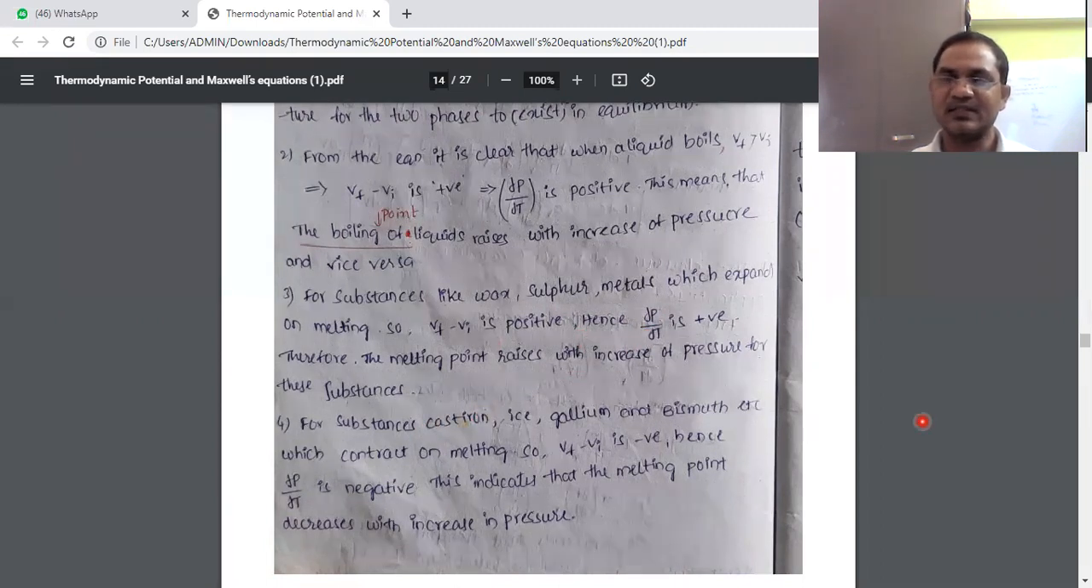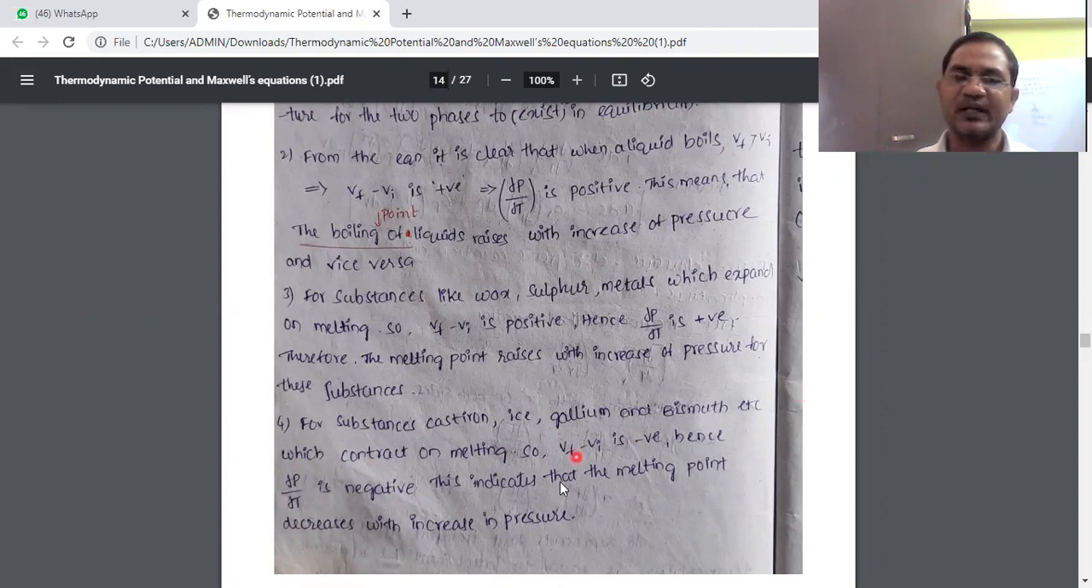But there are some other substances like ice, cast iron, gallium, and bismuth that show a different property. These substances contract on melting. Then the volume decreases, so Vf minus Vi becomes negative. Therefore dP by dT is negative. This indicates that the melting point of these substances decreases with increase in pressure.